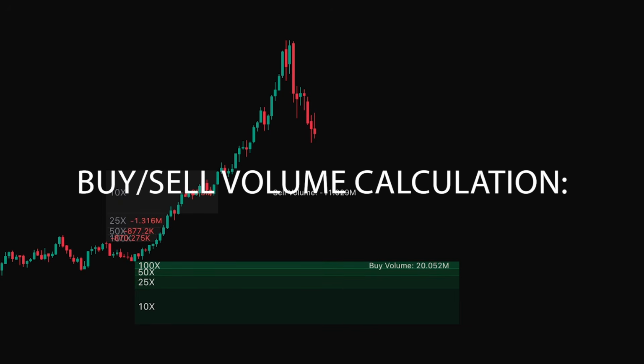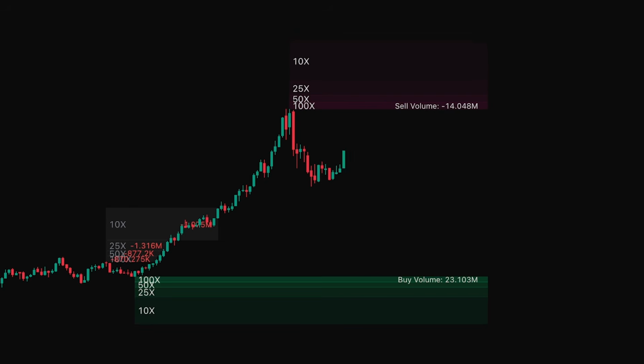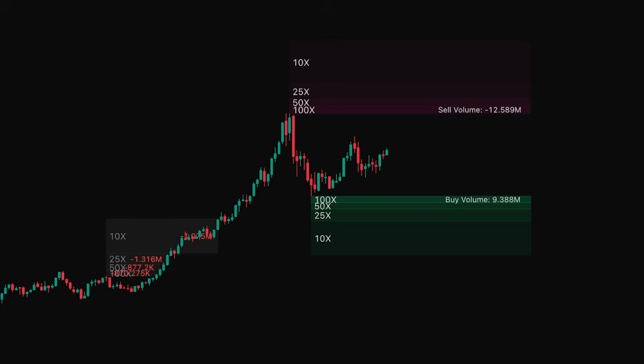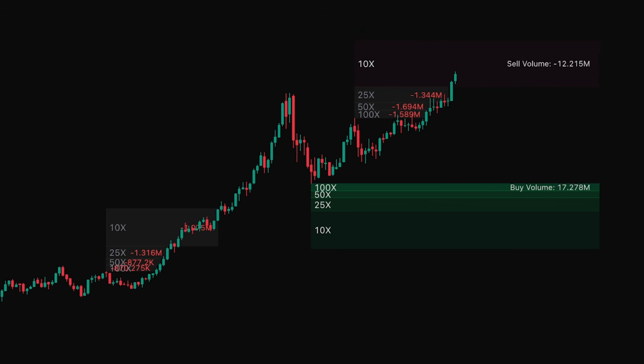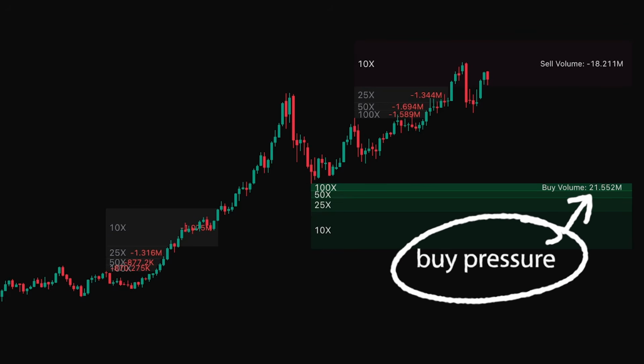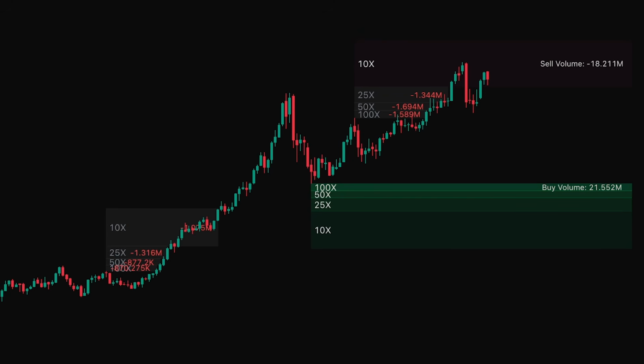Buy/sell volume. Calculation adds up bullish candle volume, potential short liquidations, and bearish candle volume, potential long liquidations inside the zones. Gives you insight into which side has more aggressive pressure building up. Higher volume in a zone often means stronger reaction or cascade when price reaches it.